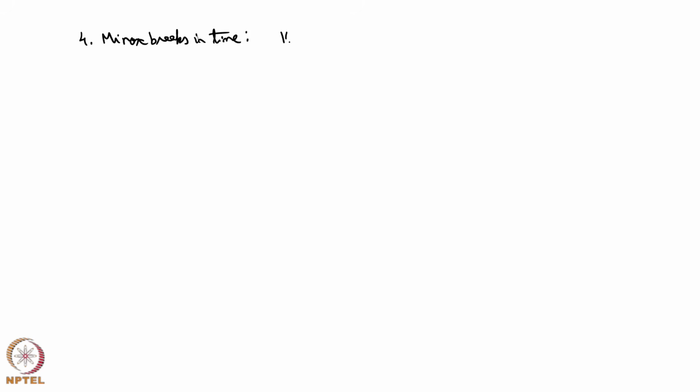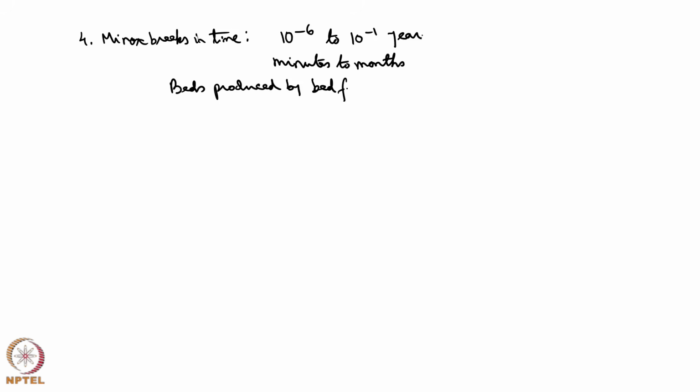Such as 10 to the power minus 6 to 10 to the power minus 1 year. So, this means minutes to months. The example can be the beds produced by bed forms and bar migration. Now, it can also be produced by monthly or lunar and meteorological changes in runoff, such as the tidal cycles.